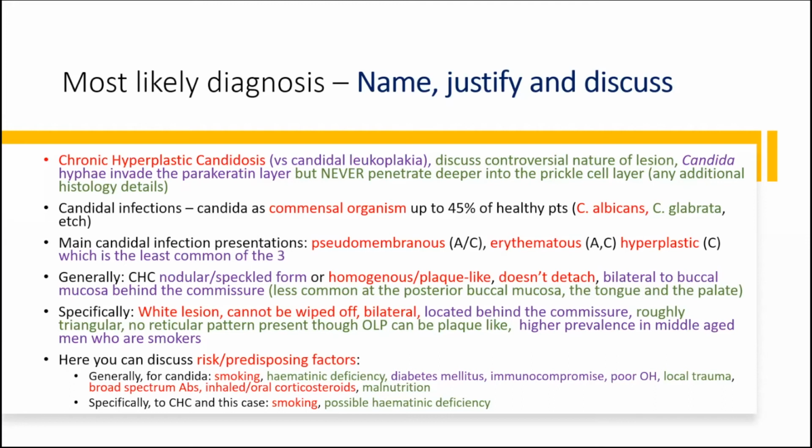Here you can also discuss risk and predisposing factors. The ones that you know, like smoking, broad-spectrum antibiotics, and inhaled corticosteroids. These are the basics. And then if you want to go a bit deeper: diabetes, immunocompromise, poor oral hygiene, and then even deeper, local trauma, malnutrition, and hematinic deficiencies. Specifically to chronic hyperplastic candidosis, and to this case, the predisposing factors are smoking, possible hematinic deficiency, and diabetes can also be argued.